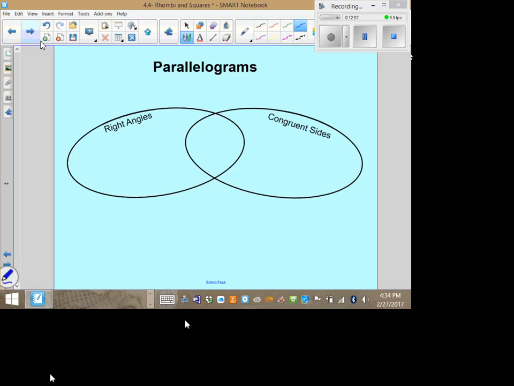Just to organize this: parallelograms with right angles are rectangles. With congruent sides, we have rhombuses or rhombi. And with both congruent sides and right angles, we have squares. So all of these are parallelograms, but a square is both a rectangle and a rhombus. Note the difference between all 4 of those.